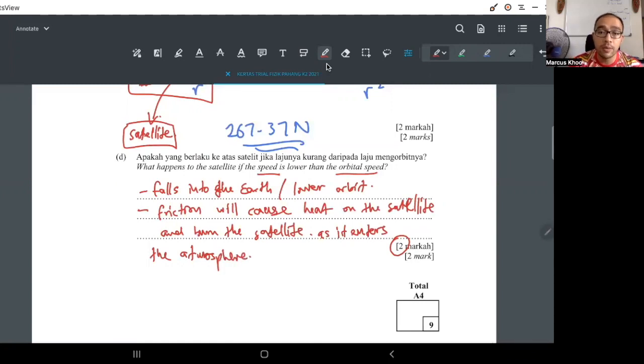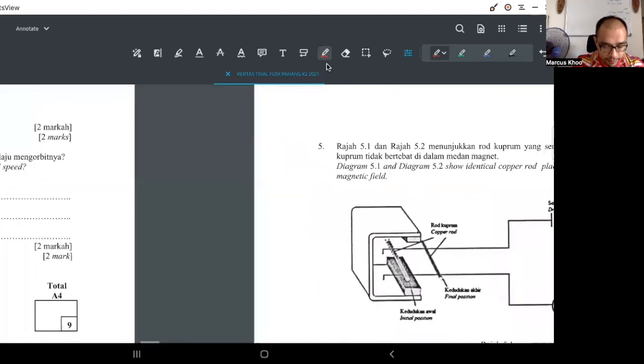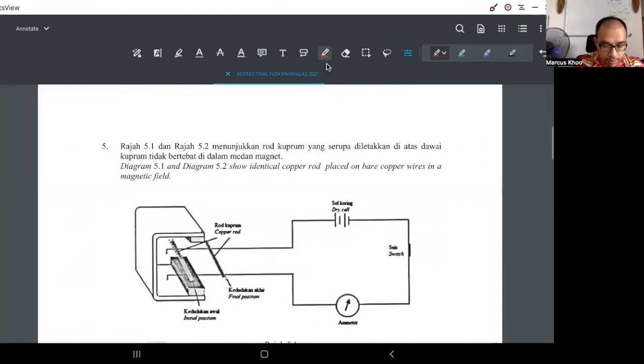Okay, I would say this is probably why there is a second mark. You have to mention two things that happen. When the satellite speed is lower than the orbital speed... If it is higher than the escape velocity, then the satellite will escape. You fly off tangentially and so on. Okay, number 5.